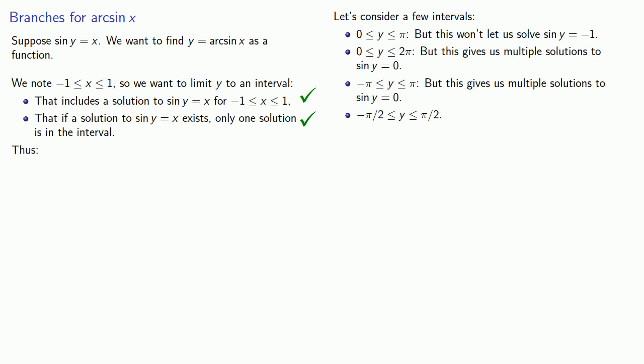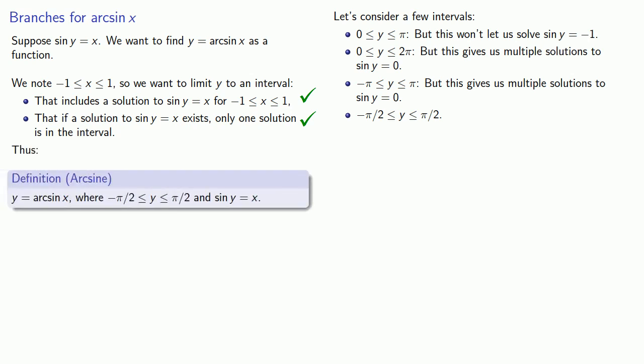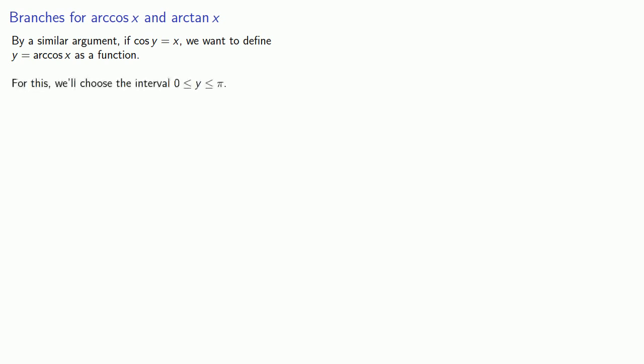And so this suggests the following definition for arcsine. We'll say that y is the arcsine of x, where y is between minus pi over 2 and pi over 2, and sine of y is equal to x. By a similar argument, if we want cosine of y to be x, we want to define y equals arccosine of x as a function. And in this case, we'll choose the interval y is between 0 and pi. And likewise, if tan y equals x, then y equals the arctangent of x, where y once again falls between minus pi over 2 and pi over 2.